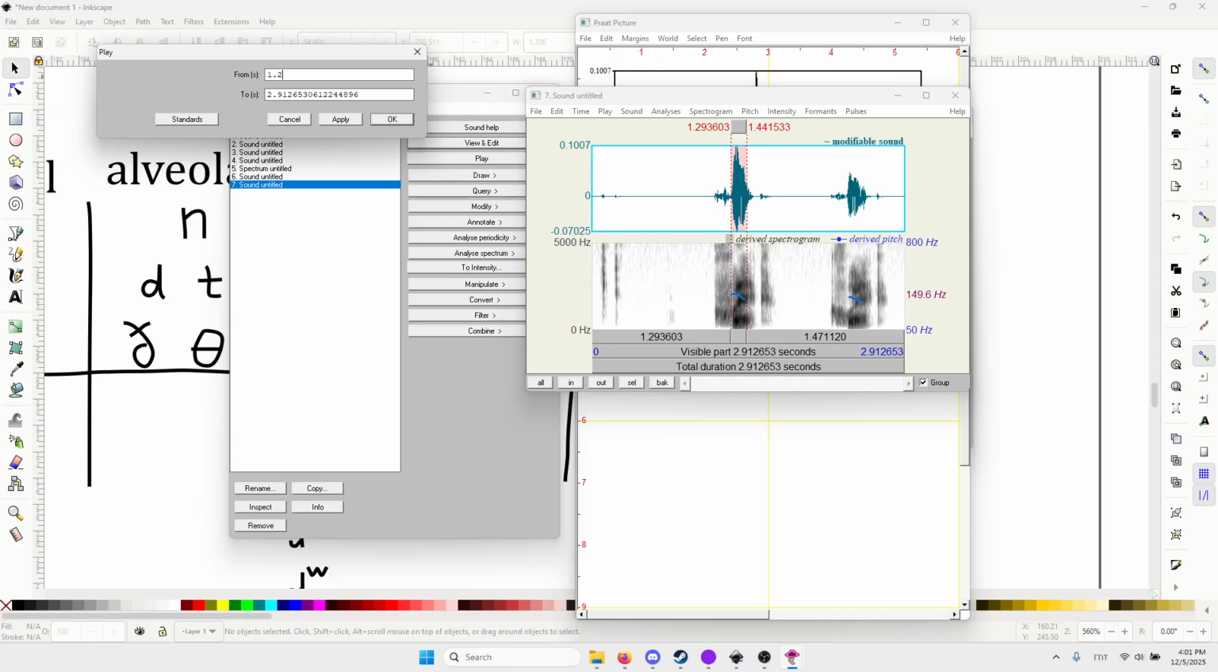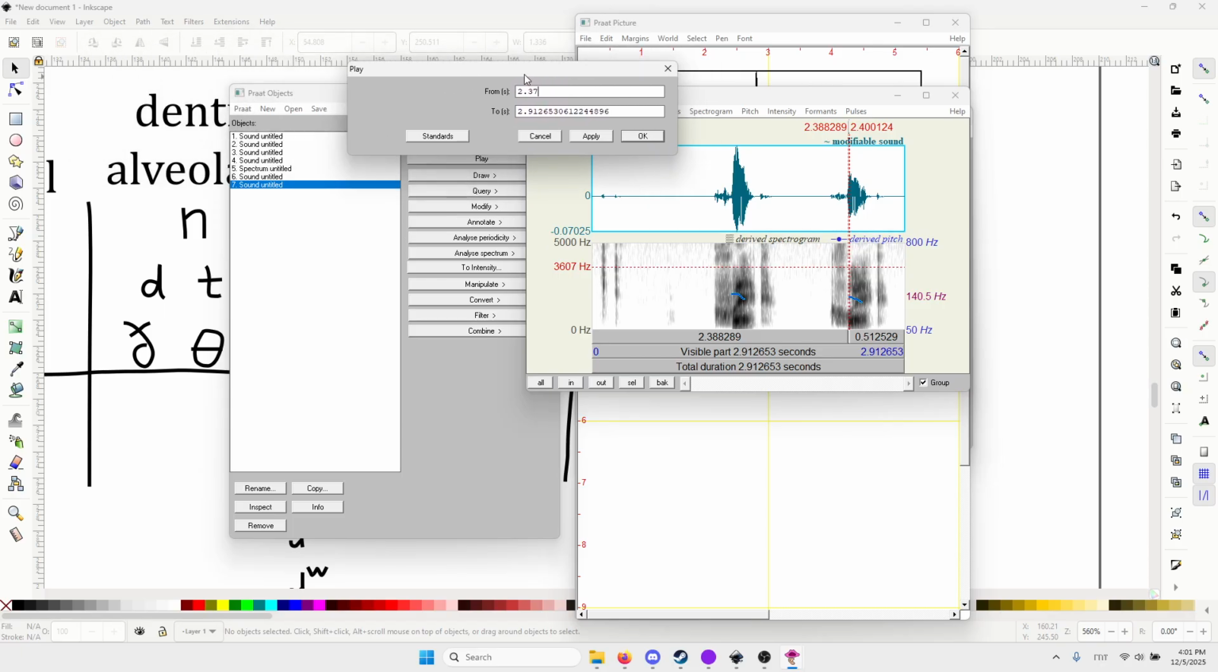Let's see. Let's try 1.29. Quick, quick, quick. Let's try 1.3. Quick, quick, quick. 1.31. Quick, quick. And I can also go over here to 2.37. Quick, quick, quick. And you can hear I'm just saying wick, wick, wick. You can cut out the k part and just get wick.